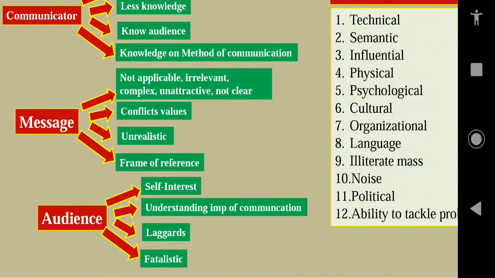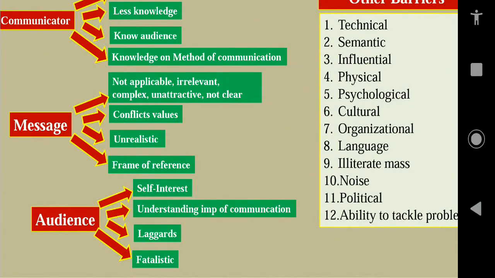Another barrier pertaining to the receiver is the attitude of the audience towards the communicator. If the attitude of the audience is favorable, then the communication process will take place suitably well. But if the attitude is unfavorable towards the communicator, then the communication process will be hindered. It is the role of the communicator to make the audience's attitude favorable towards him.